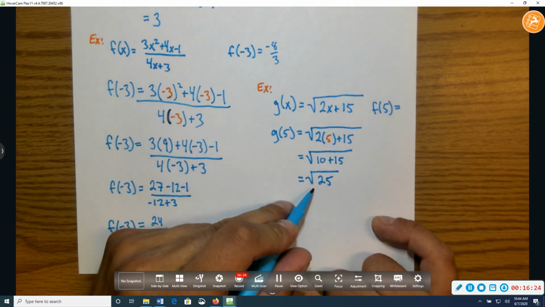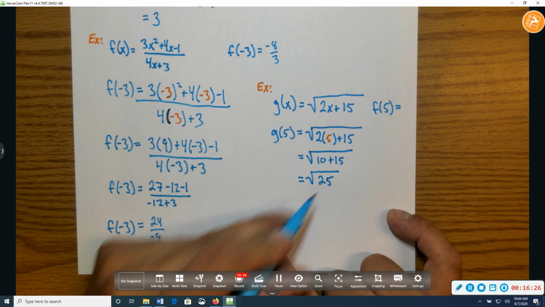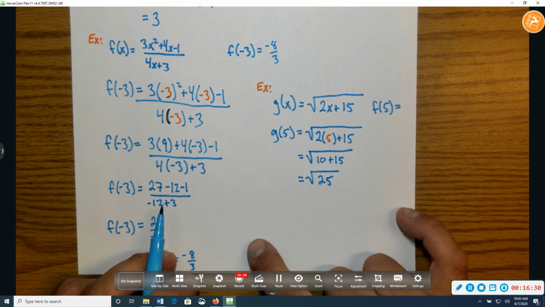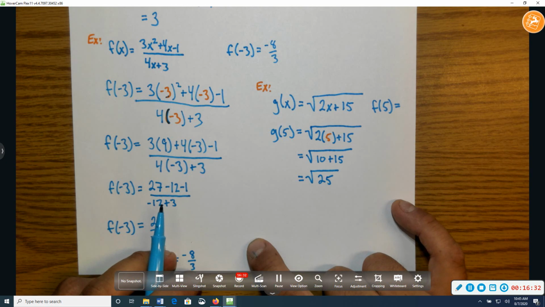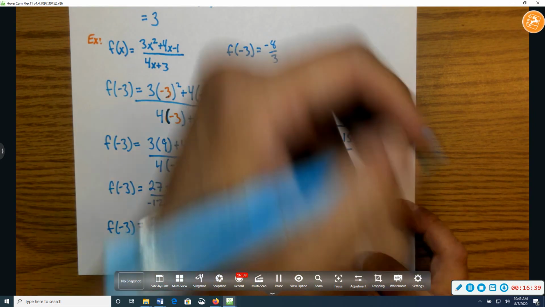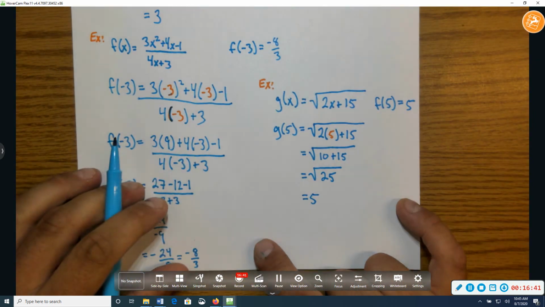Square root of 25. If the number under the square root is not a perfect square, just leave it just like that. But since it is, we can take the square root. The square root of 25 is just 5. So our answer, g of 5, is equal to 5.